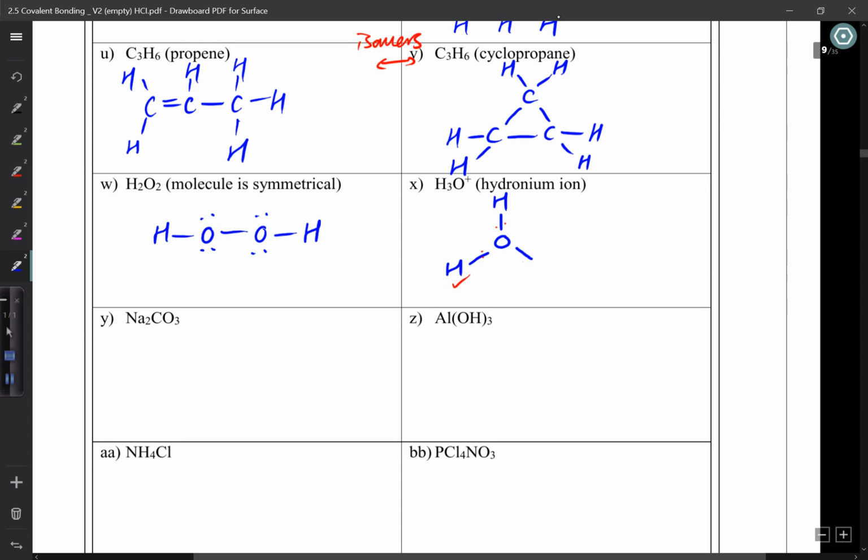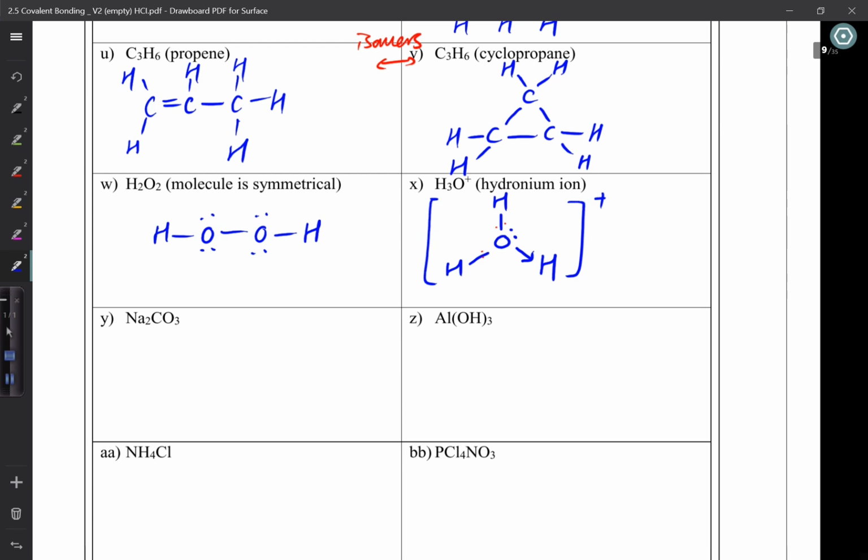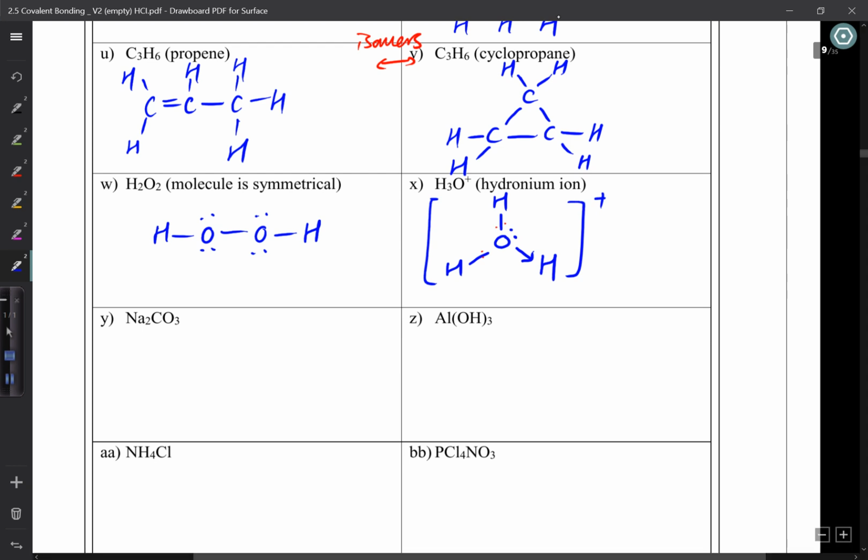So basically, the correct structure is just like one of the atoms is the one contributing the sharing only. Correct. So basically the structure of H3O plus is this. Think of the overall positive charge.